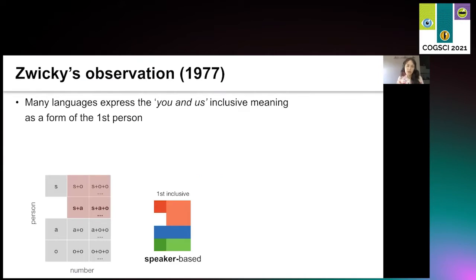Zwicky observed, and we observed in our first examples, that many languages can express this you and us inclusive meaning as a form of the first person. And this is what happens in English, where as soon as the speaker is part of the group that we want to refer to, we can use the pronominal form we, without paying attention to whether the addressee is part of the group or not.